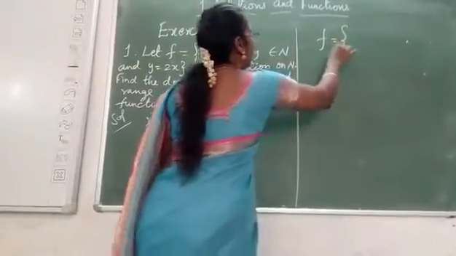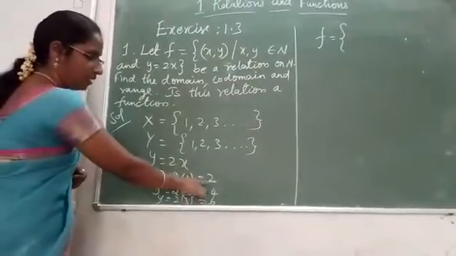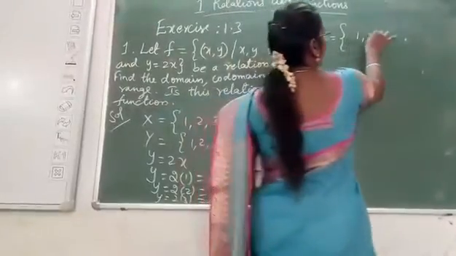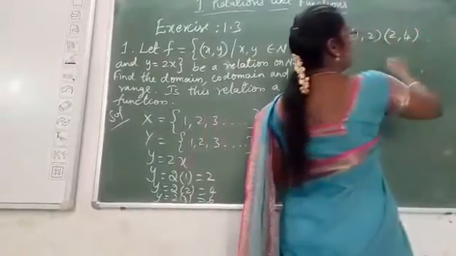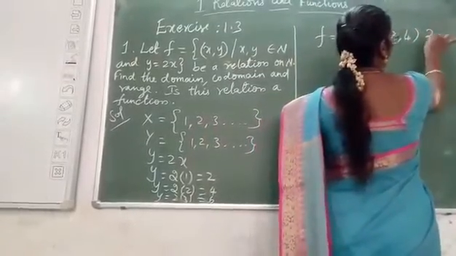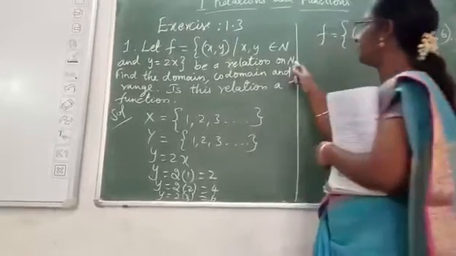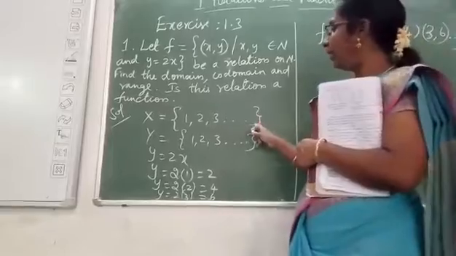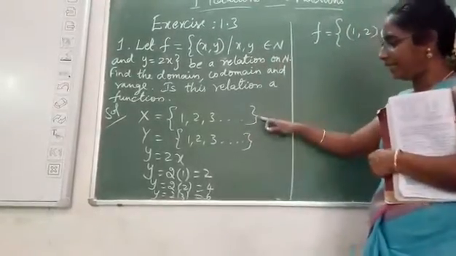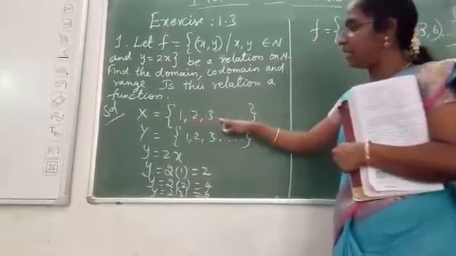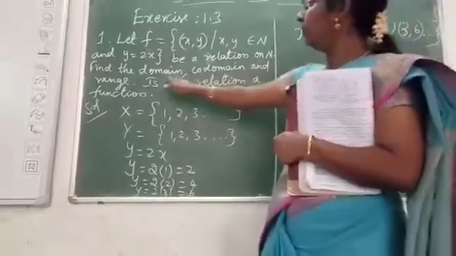Now write the function f. f is equal to (x, y). The x value is 1, the y value is 2: (1, 2). Next the x value is 2, the y value is 4: (2, 4), (3, 6), etc. In natural numbers, no ending value is given, like less than 10 or less than 15, so taking the first 3 or 4 numbers is enough. Let us find the domain.